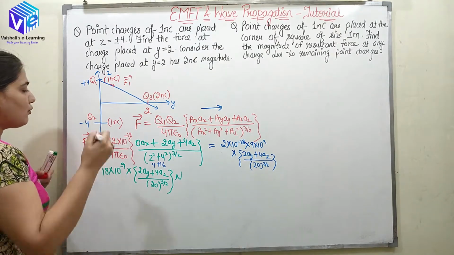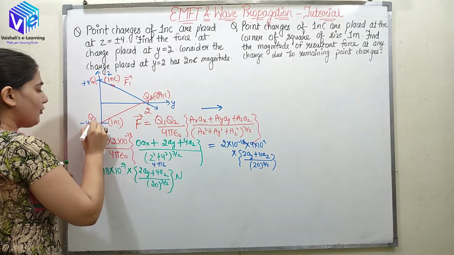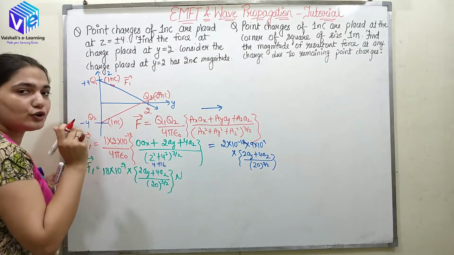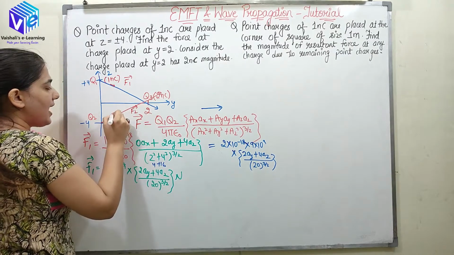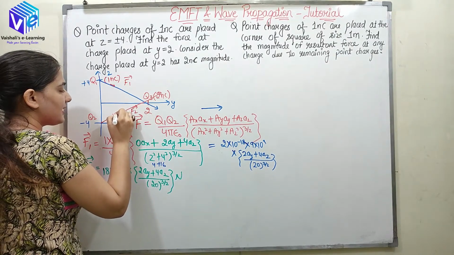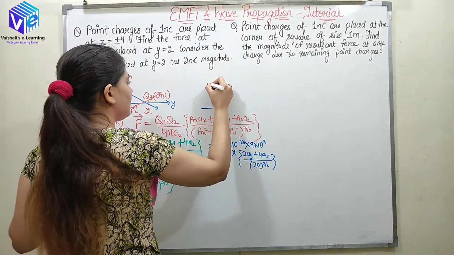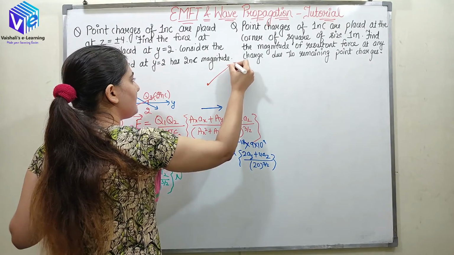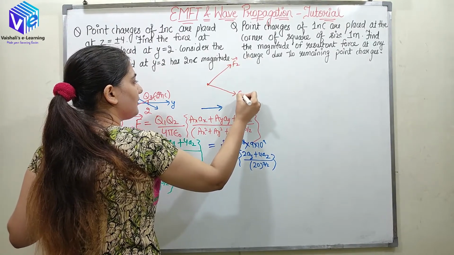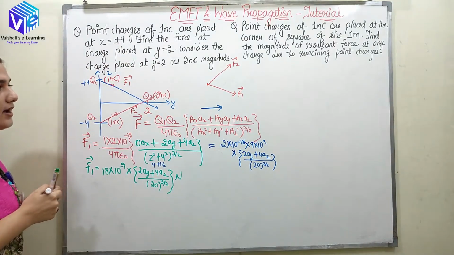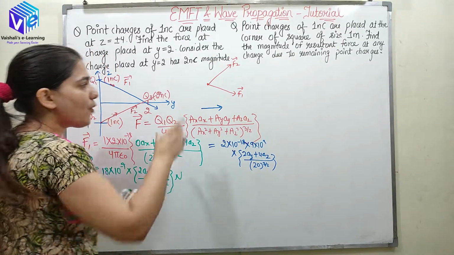So let's find out what is F2. F2 will be on Q3 due to Q2. Okay, so this is my F2, and what is the direction? Direction will be along this line. So here if I see Q3, this is my F2, this is my F1. So I am having two equal forces acting in opposite direction.